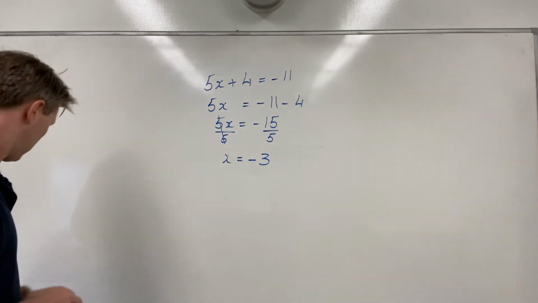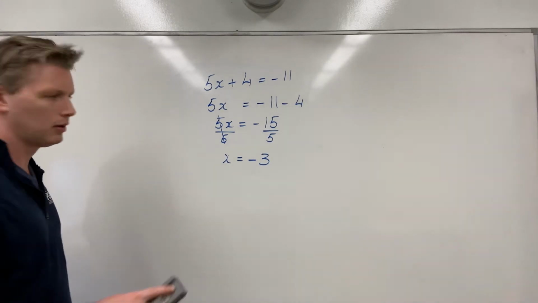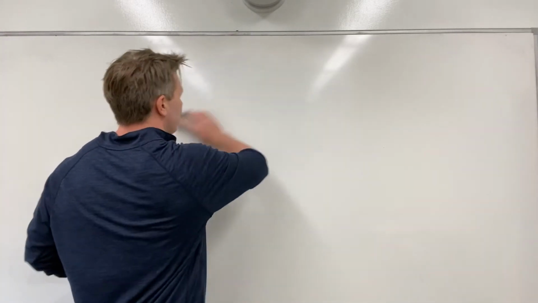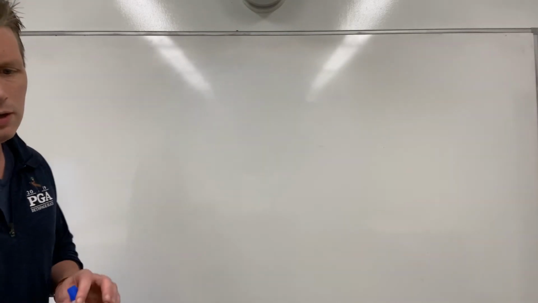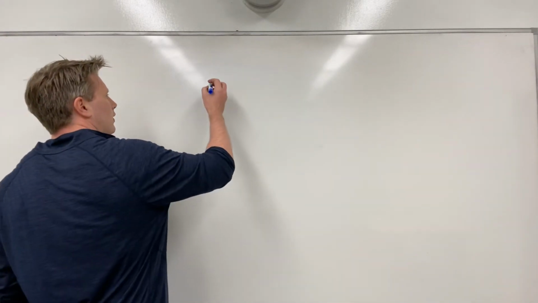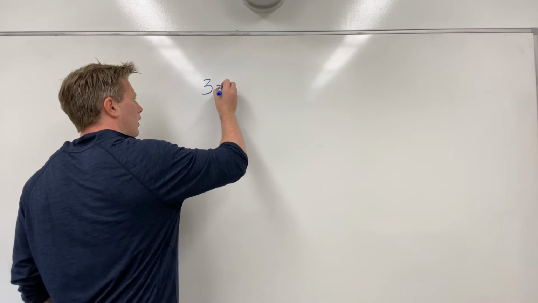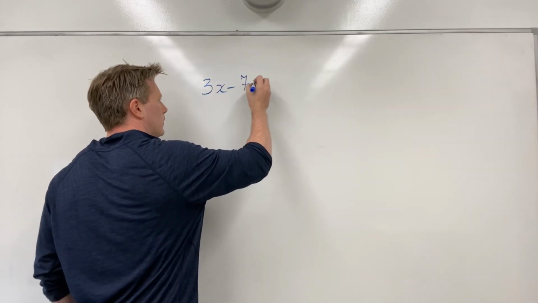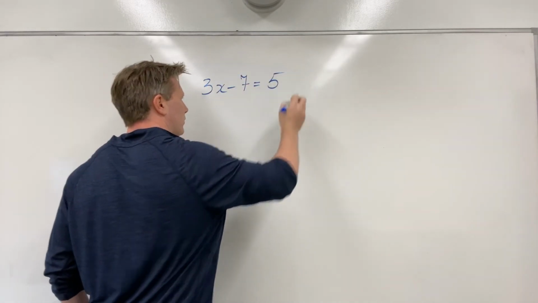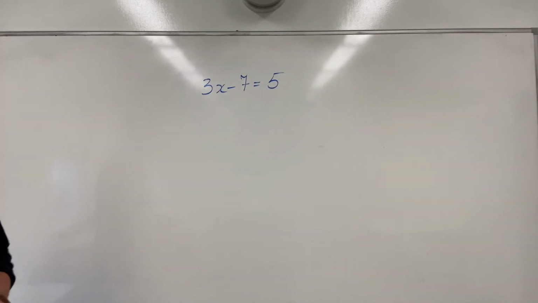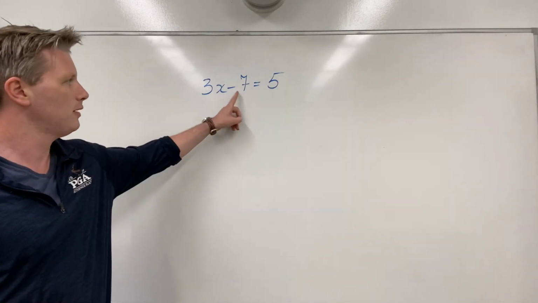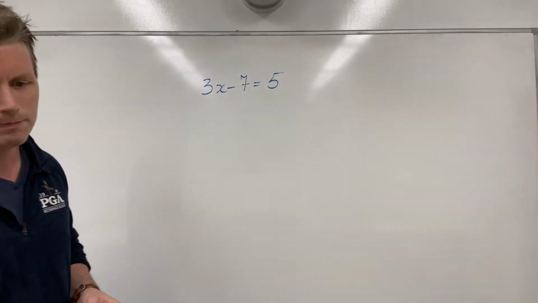Okay. Let me give you one to try yourselves. Try this one: 3x minus 7 equals 5. Try that one yourself. 3x minus 7 equals 5.